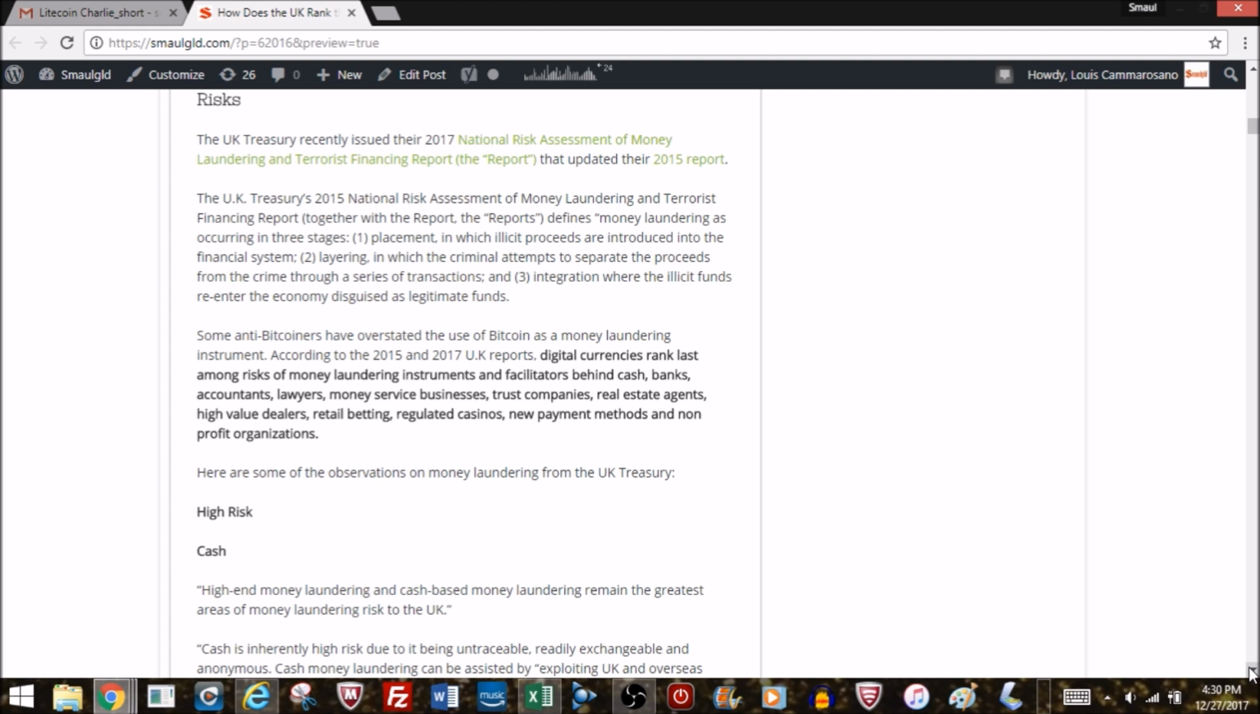Now, some anti-Bitcoiners have overstated the use of Bitcoin as a money laundering instrument or even as an instrument for terrorist financing. However, according to the 2015 and the updated October 2017 UK Treasury report, digital currencies rank last among risk of money laundering instruments and facilitators, behind cash, banks, accountants, lawyers, money service businesses, trust companies, real estate agents, high-value dealers, retail betting, regulated casinos, new payment methods, and nonprofit organizations. So here are some of the observations on money laundering from the UK Treasury.